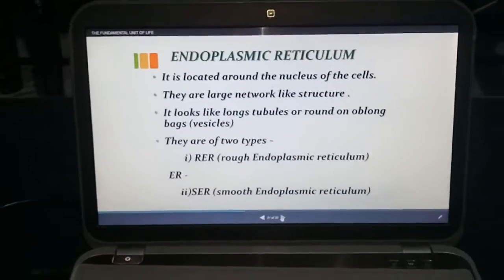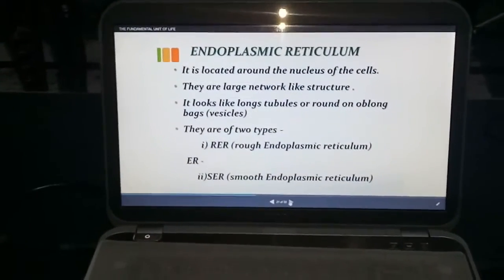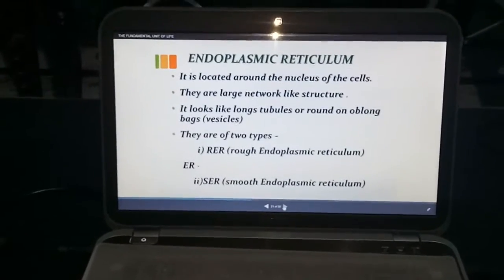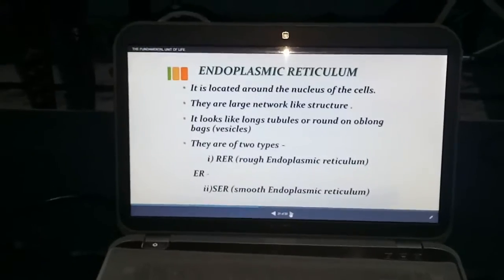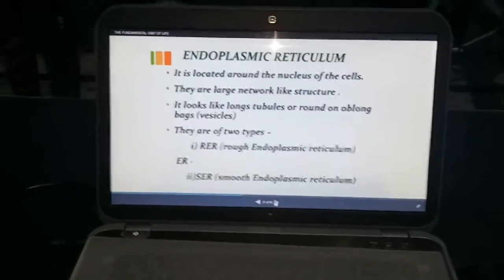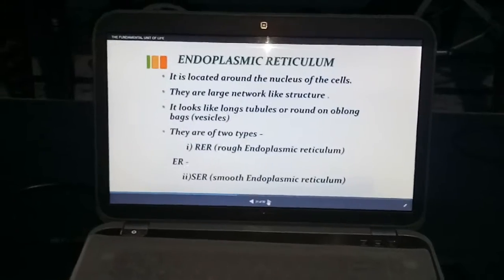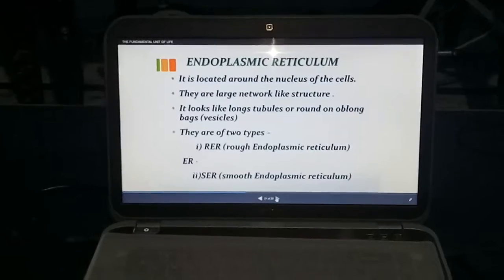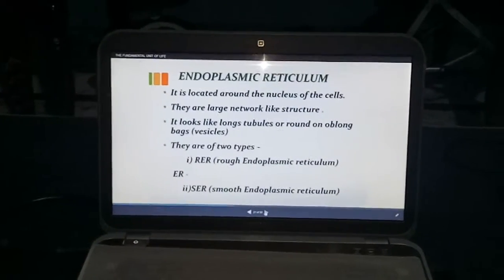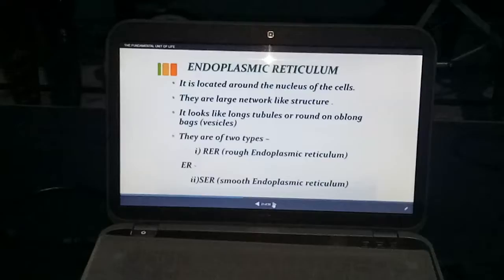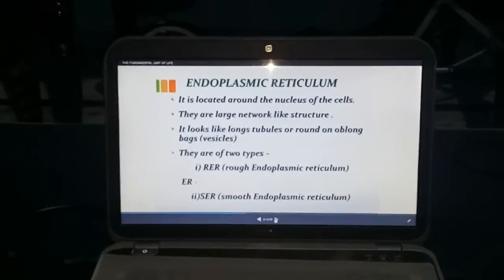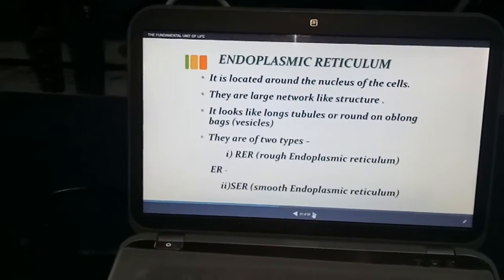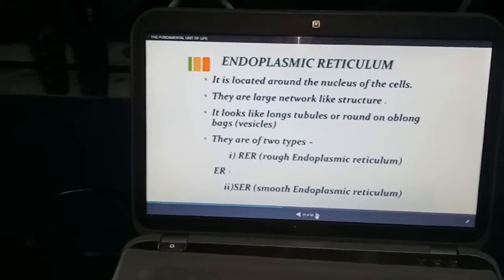Next is the endoplasmic reticulum. This is also a part of the cell organelles. It is located around the nucleus of the cell. It has a large network of structures. It is of two types, rough endoplasmic reticulum, RER, and smooth endoplasmic reticulum, SER, as I have told you earlier.